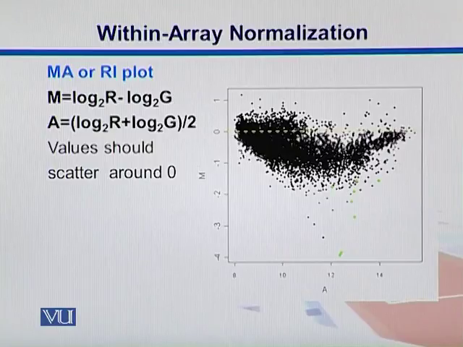So here is the MA plot. We have M, which is log 2 of R minus log 2 of G. R is red and G is green. We can take A as the average of both of them, that is, log 2 R plus log 2 G, divided by two. So we take M on our y-axis, we take A on our x-axis, and in the middle we have a line that separates both of them. So you have a zero line. In an ideal situation, we want our data points to be close to this zero line.